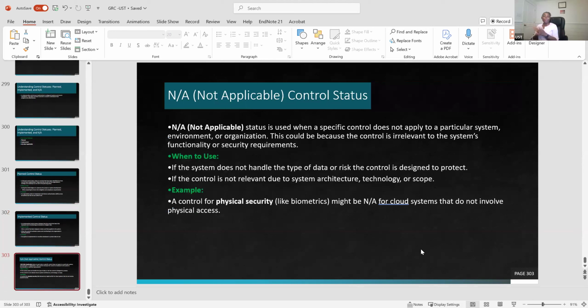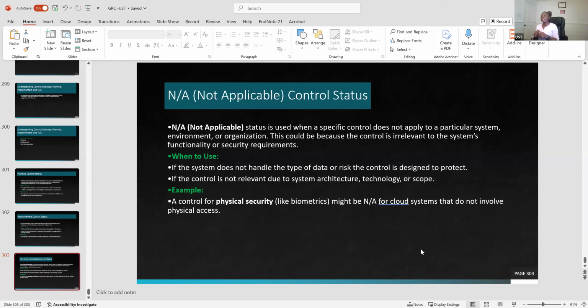Then for not applicable, the word says it, right, it means it's not applicable for your system. The non-applicable status is used when a specific control does not apply to a particular system, environment, or organization. This could be because the control is irrelevant to the system's functionality or security requirements. When to use it? If the system does not handle the type of data or risks the control is designed to protect, or if the control is not relevant due to system architecture, technology, or scope.